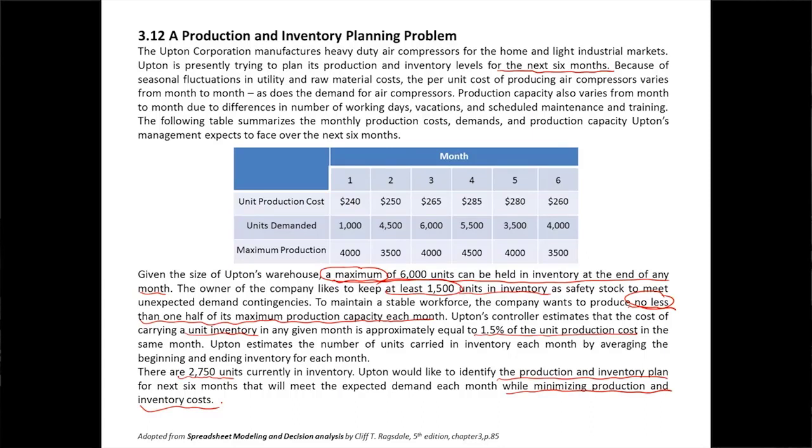Let's think about what the decision is here, or what they want to do. So this is our decision, and the decision contains 2 parts: how many to produce and how many to put in the inventory. And what's the objective? Minimize the production and the inventory cost.